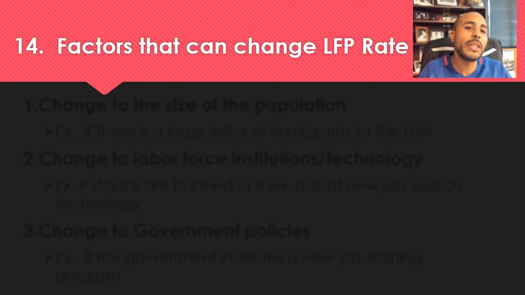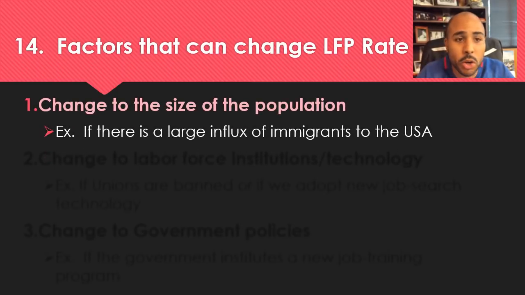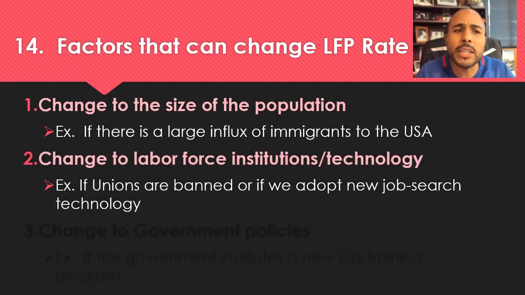All right, factors that can change the labor force participation rate. The first thing is a change to the size of our population. So if we had a large influx of immigrants to the USA, that's going to change our labor force participation rate because it's going to change the size of our adult population. Also, changes to labor force institutions or technology, like, for example, if we passed a law that banned unions, or if we adopted some sort of new job search technology online, that will change the amount of people who are employed or unemployed, and thus it will change the labor force participation rate.